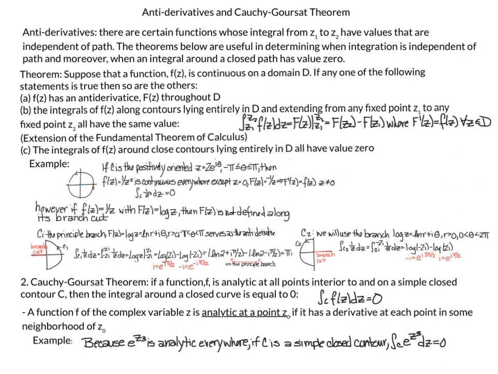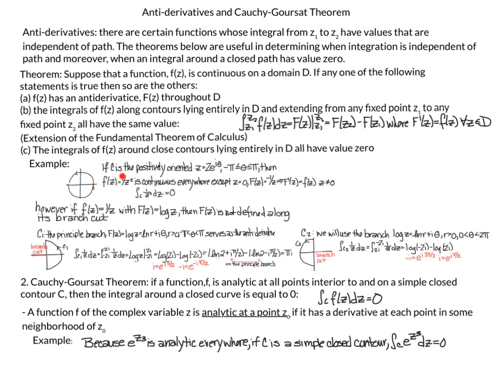Our first example of this theorem: suppose we have a curve C, the positively oriented curve z equals 2e to the i theta, where theta goes between negative pi and pi. This is a circle of radius 2 centered on the origin. Because it includes the endpoints negative pi and pi, it's a complete enclosed circle. The gap I have in the picture, just ignore that.